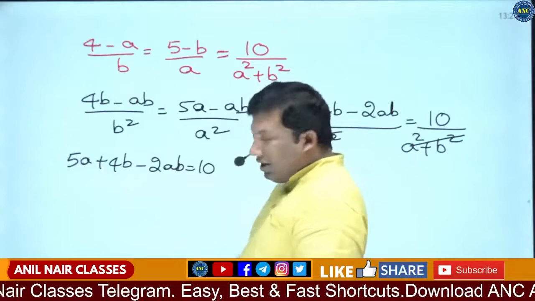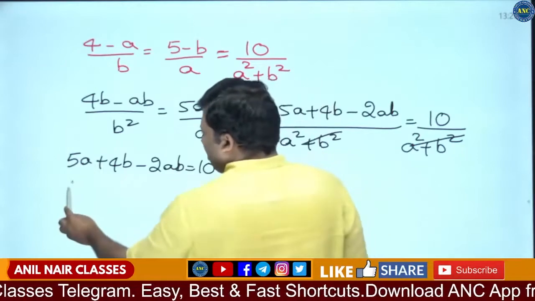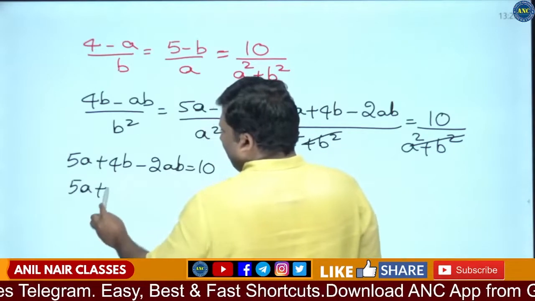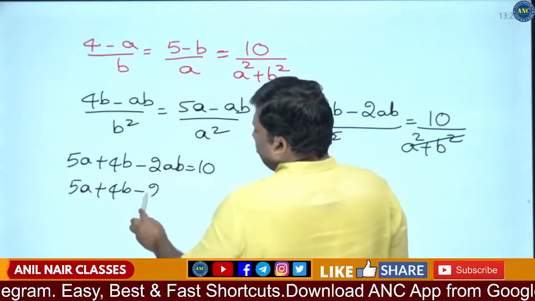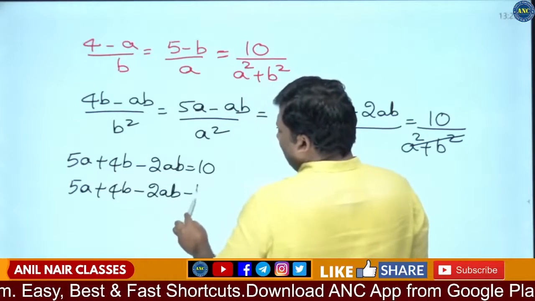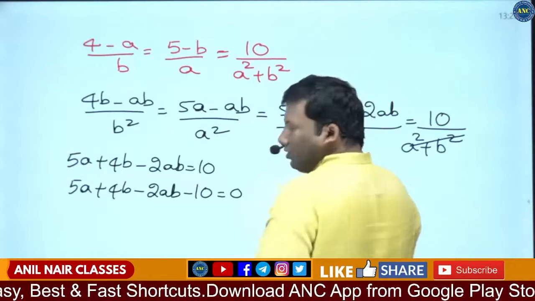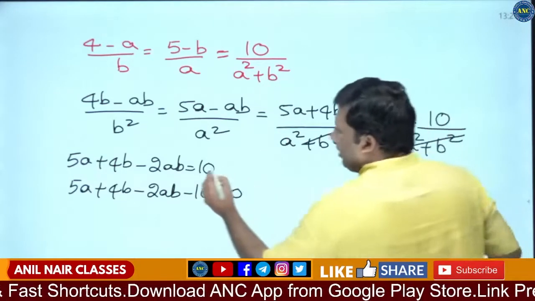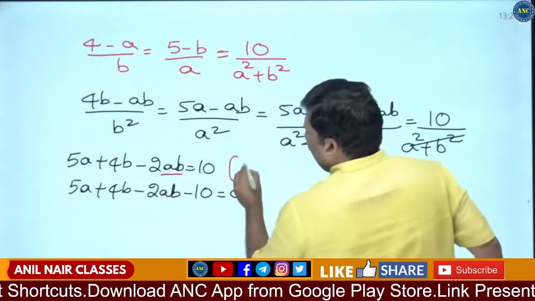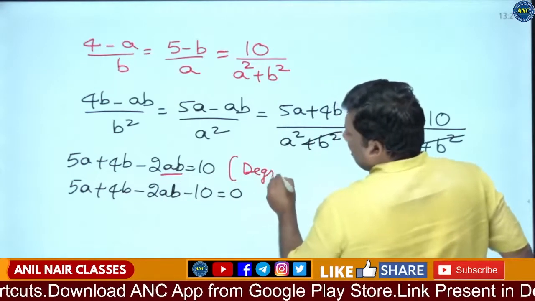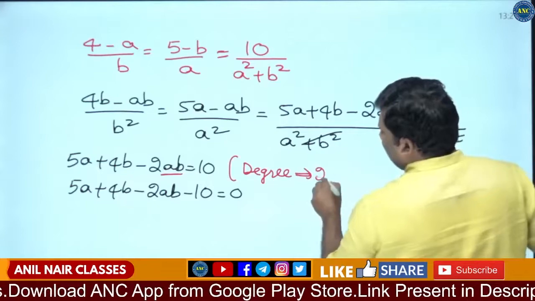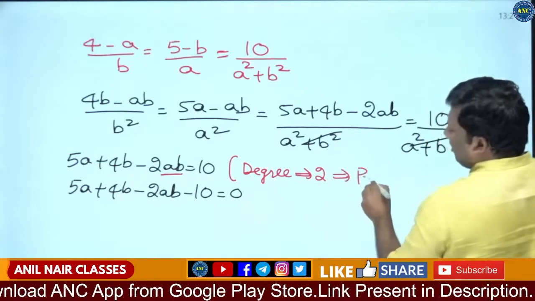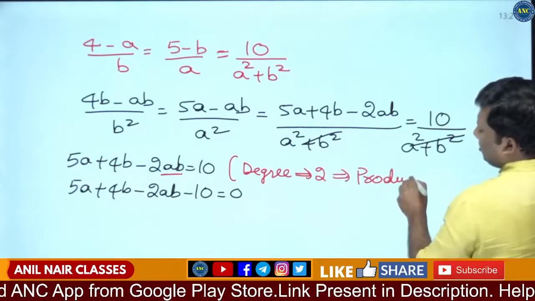5a plus 4b minus 2ab is equivalent to 10. So this will become 5a plus 4b minus 2ab minus 10 is equivalent to 0. Another very important key point: the degree of the equation is 2, because of ab. If the degree of the equation is 2, how do we find the values of the variables?